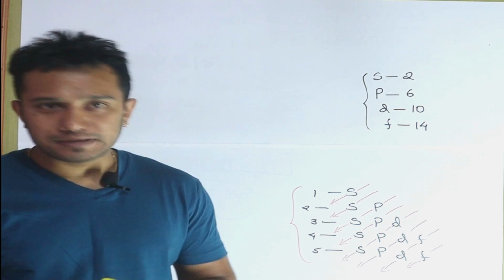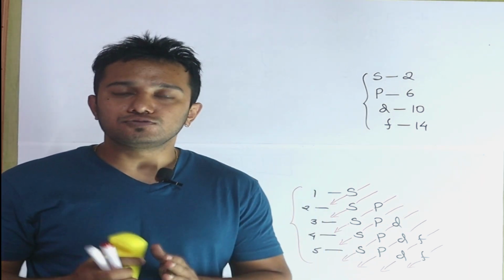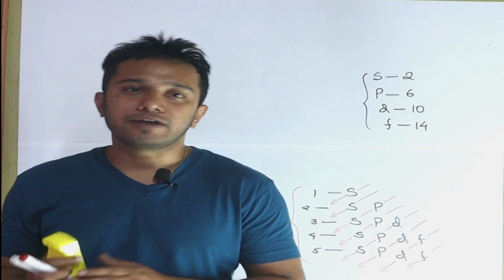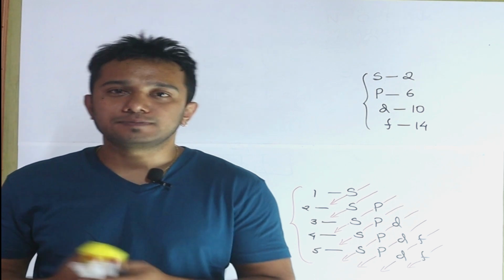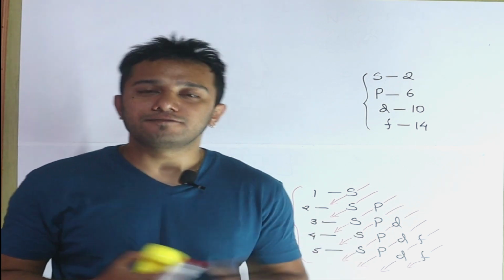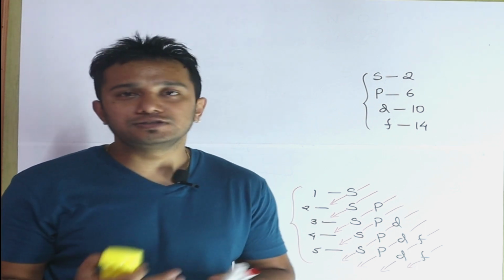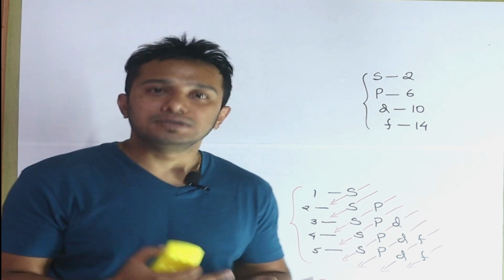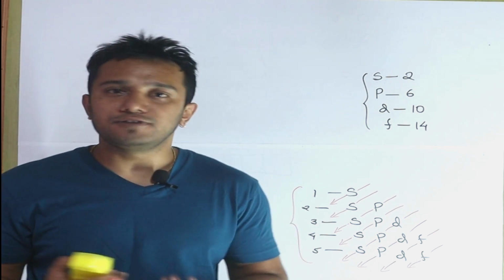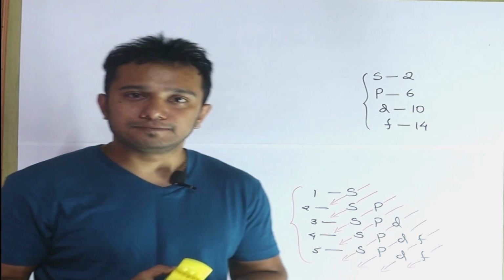So what did Aufbau say? The Aufbau principle says that electrons should be filled from lower energy to higher energy subshells. There are different subshells such as s, p, d, f. Electrons are supposed to be filled from the lower energy to the higher energy. S is lower energy than p, therefore s orbitals will be filled first as compared to p. So that's what Aufbau said.